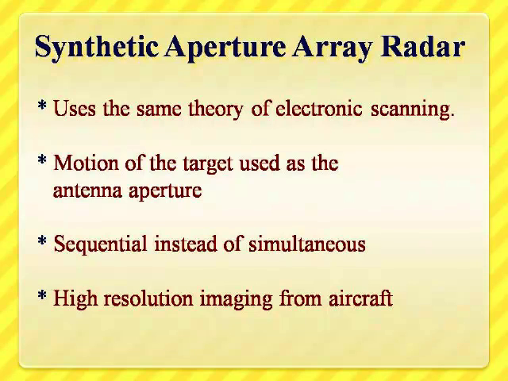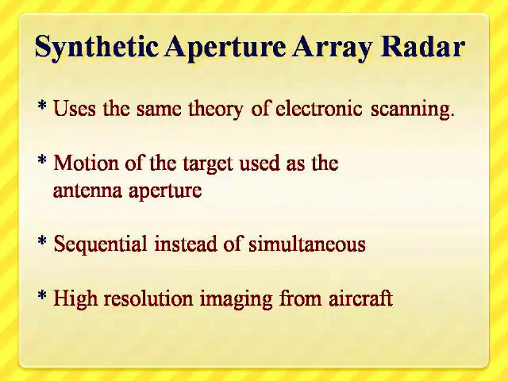We know so many things about phased arrays. Let us try to see some basics of its complementary antenna, which we call synthetic aperture array radar. It uses the same theory of electronic scanning, with motion of the target used as the antenna aperture. Normally, this radar or antenna array is placed on an aircraft, and this system is very much suited for land mapping.